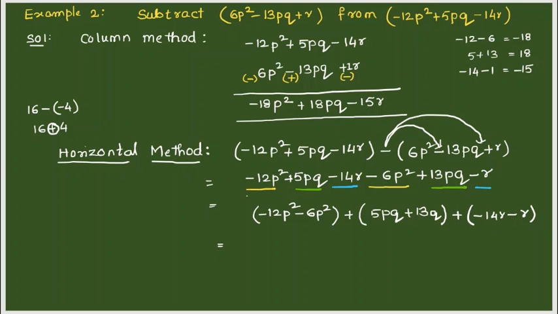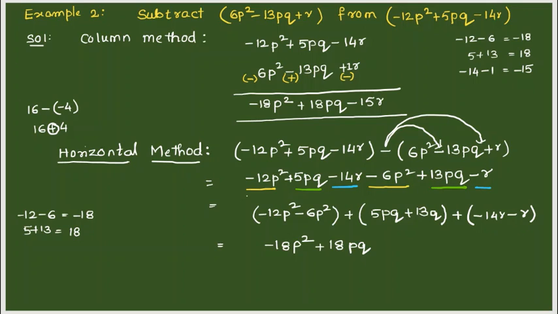Minus 12 minus 6. So what does minus 12 minus 6 give us? Minus 12 minus 6 is minus 18. That means here minus 18, what is the variable part? P square. So we put p square as it is. Next, plus 5 plus 13. What does it give? That is plus 18. So plus 18, what is the variable part? PQ. We write PQ as it is.